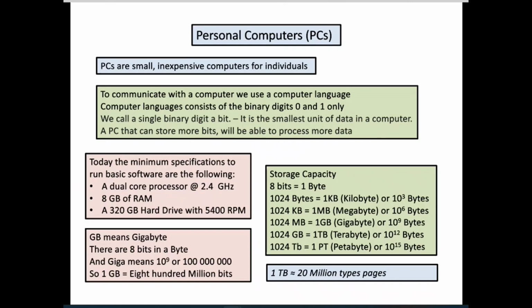Okay. And really a dual core processor at 2.4 gigahertz, it's not really going to help you if you're trying to run Windows 11. You will need an i7.